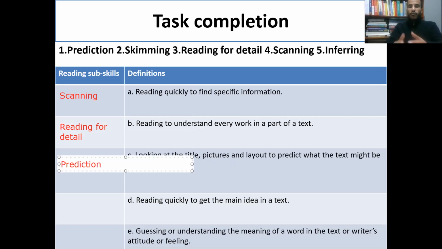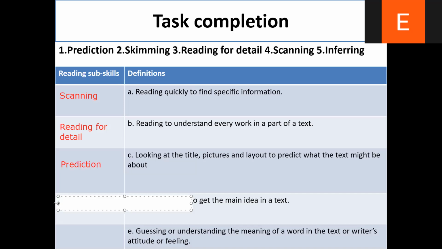So, because Jamal, from the very beginning, he gave his students the reading text. Now, you can start with prediction. Look at the title, look at the picture, read the title, read the first line, the last line. What do you think the text will be about? Great. Reading quickly to get the main idea. What is this? Skimming. Great, skimming. Thank you.